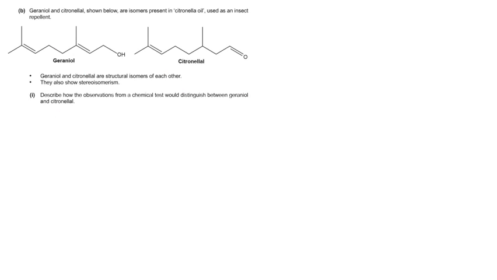Okay, here in part B, we have geraniol, which is an alcohol, so we've got the hydroxyl group here, and citronellal, which is an aldehyde, so we've got the aldehyde group here, and they're both unsaturated. And the first thing we have to do is describe how we could distinguish between them using a test.